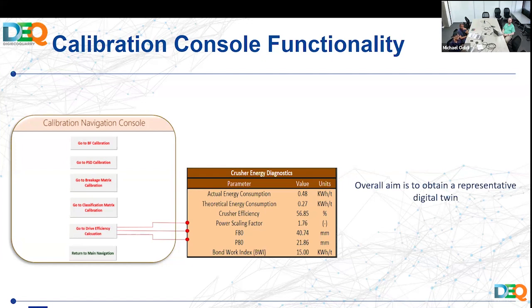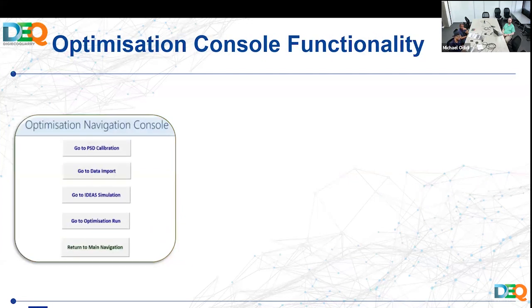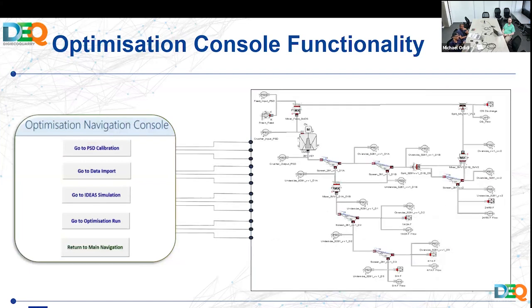Once you have your calibrated model, you can then go into the optimization console. I'm not going to go through the individual functions, but I'll summarize by saying that this ties in with the flow sheet simulator. You have your flow sheet simulator that has the different models, and then you have your calibration console that calibrates the model parameters.